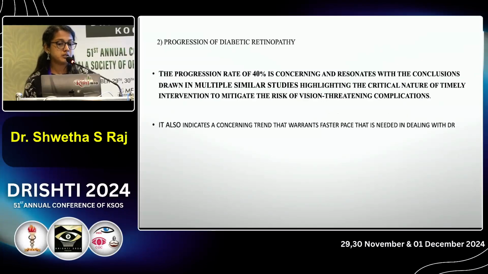40% progressing to vitreous hemorrhage or tractional retinal detachments, which are the vision-threatening complications, indicating that we need to have a faster pace because diabetes mellitus and diabetic retinopathy are progressing at a faster pace, so we should also buck up.